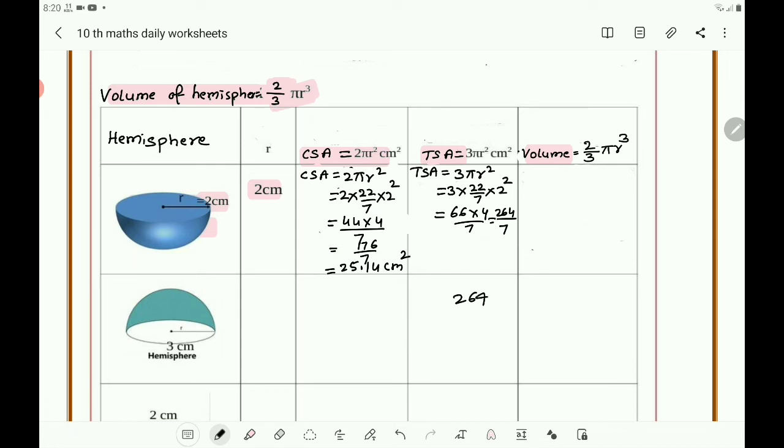Divide 264 by 7. You will get 7 3s are 21. 5 4s, 7 7s are 49. 5, right, 50 means 37 point, again 7 9s, approximately you can write, that is equal to 37.7 cm square. That is the TSA of the hemisphere.